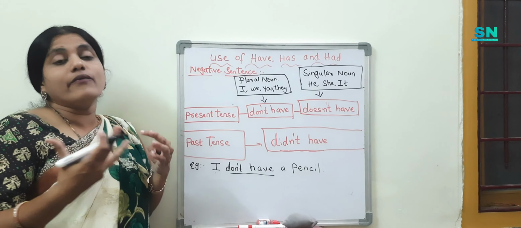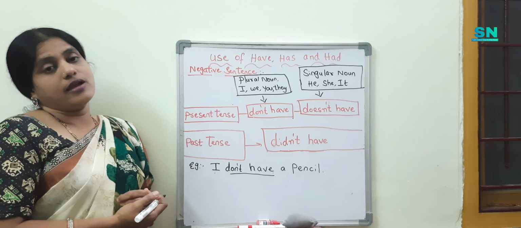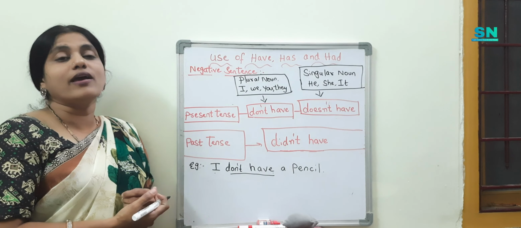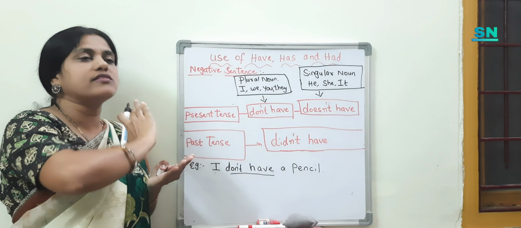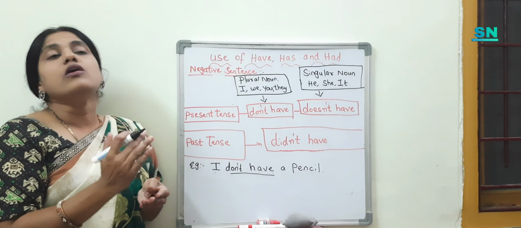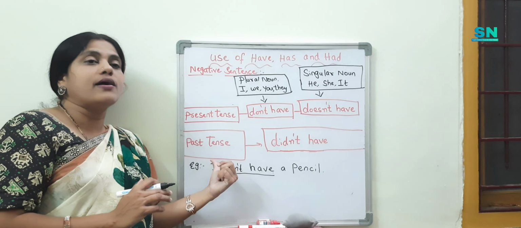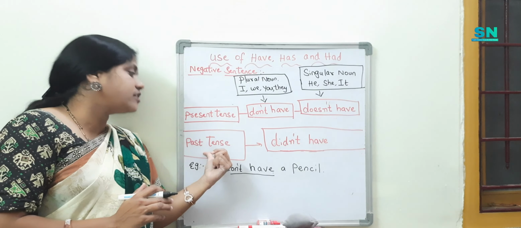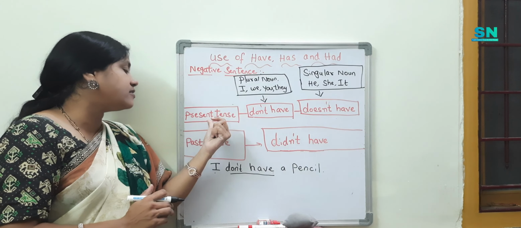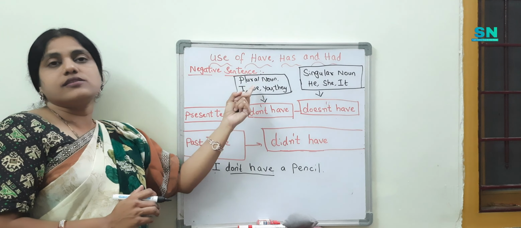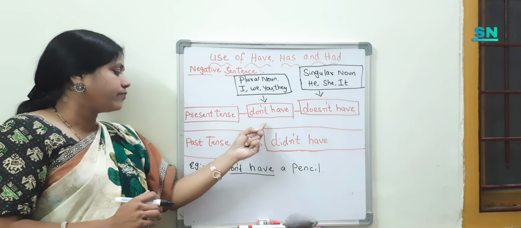We didn't have a great time yesterday. So the subject is in the singular form or it is in the plural form, we should use the word didn't have when the sentence is in the past tense. When the sentence is in the present tense and the subject is a plural noun, I, we, you, they, we should use the word don't have.